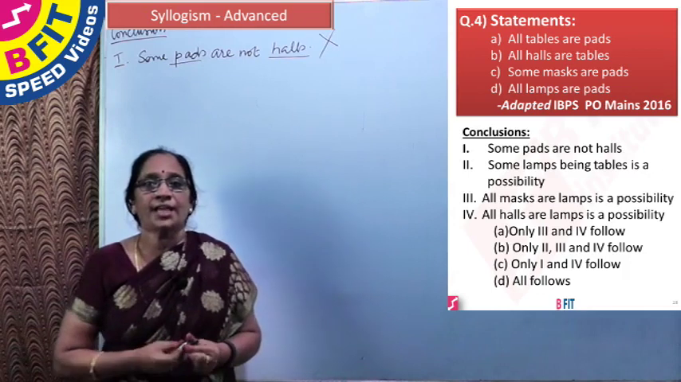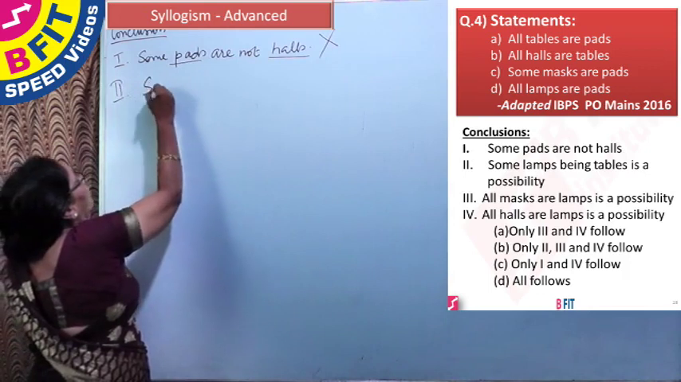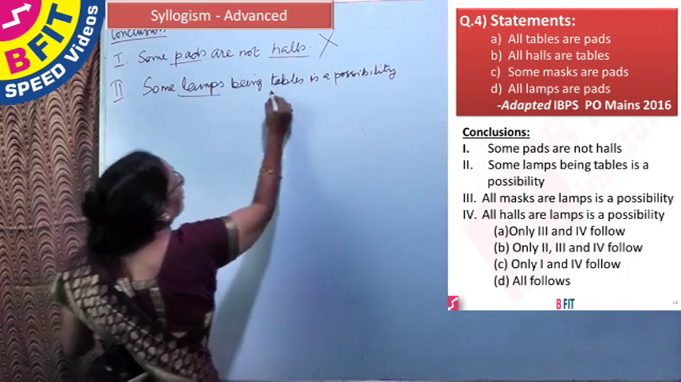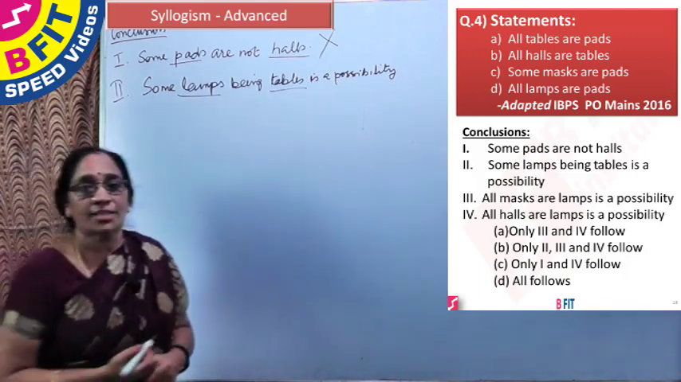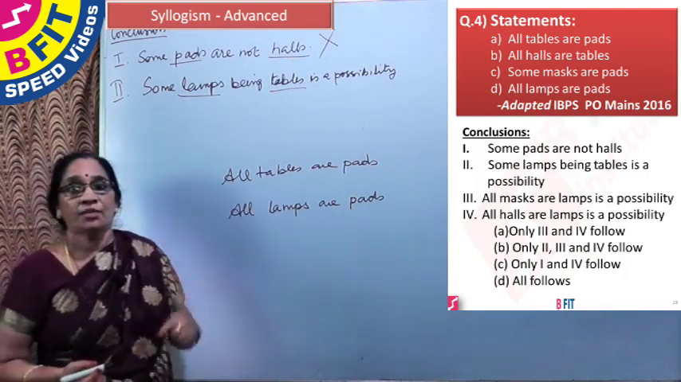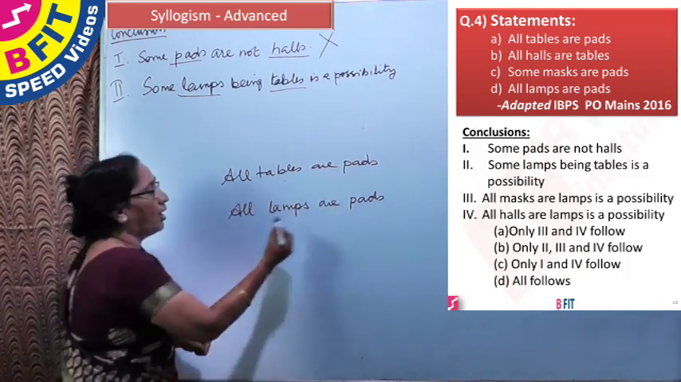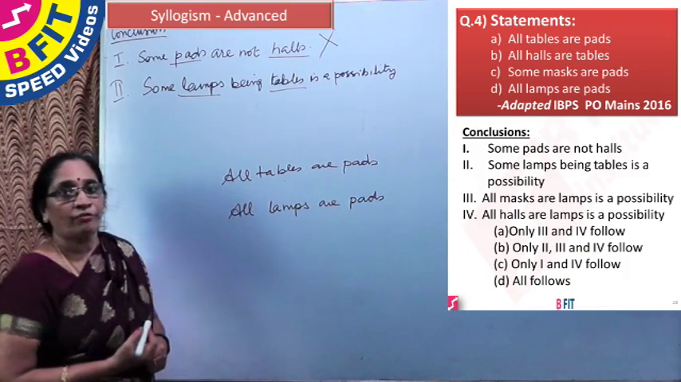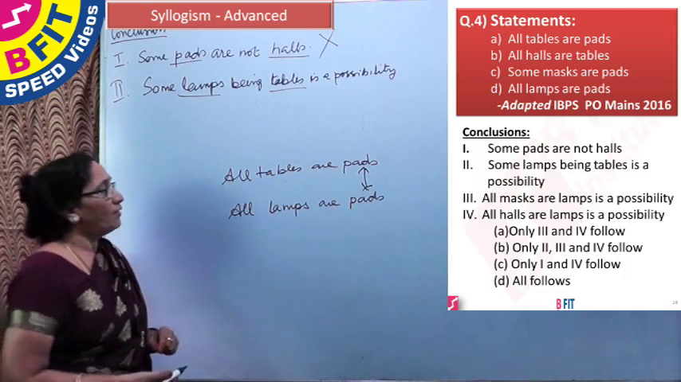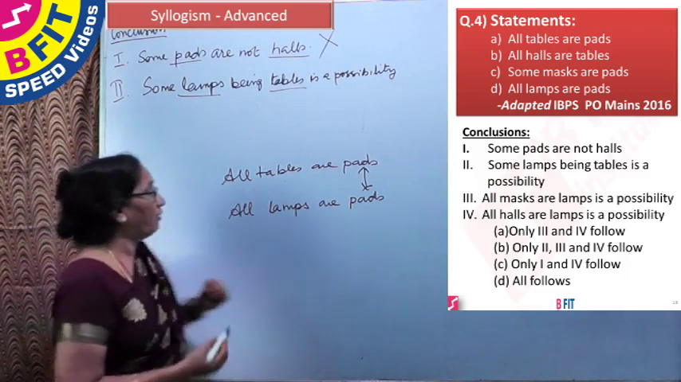Now let us consider the second conclusion. Some lamps being tables is a possibility. The subject and predicate are lamps and tables. The statements containing lamps and tables are 1 and 4: all tables are pads and all lamps are pads. Here also we find that the common terms are not aligned properly, so we will have to realign them. Let us realign the second one.